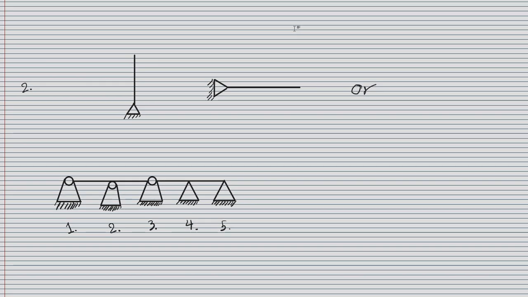Then we have the pin support. Pin means there is no moment, so it can rotate freely. You can see it like this or like this. Whether they actually show you the pin or not, they mean the same. So there is no rotation resistance, there is no moment. They can also show you a fixed support with a pin inside it, and whenever you see this pin, it means that there is no moment here.